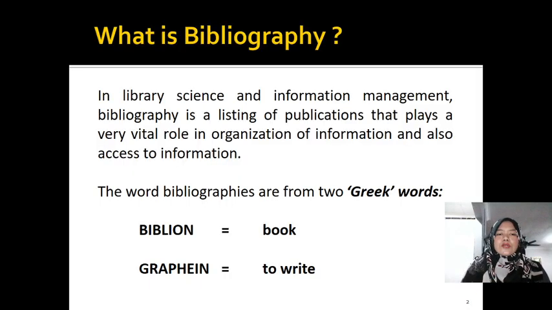Alright. So, what is bibliography? In library science and information management, bibliography is a listing of publications that plays a very vital role in the organization of information and also access to information. The word bibliography is from the Greek words biblion, which is book, and graphian, to write. So, book to write, okay?